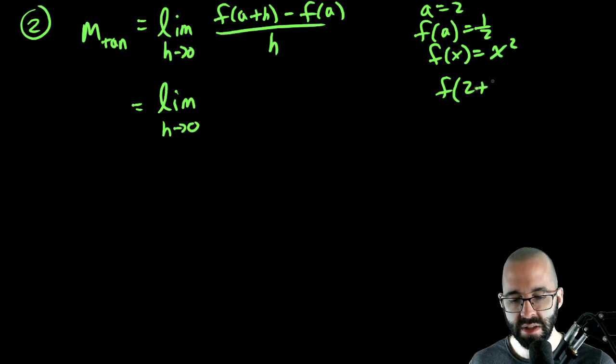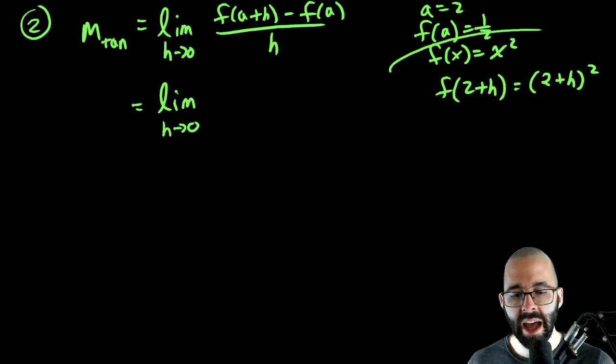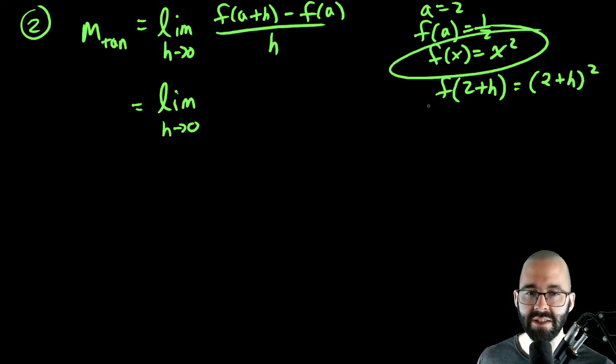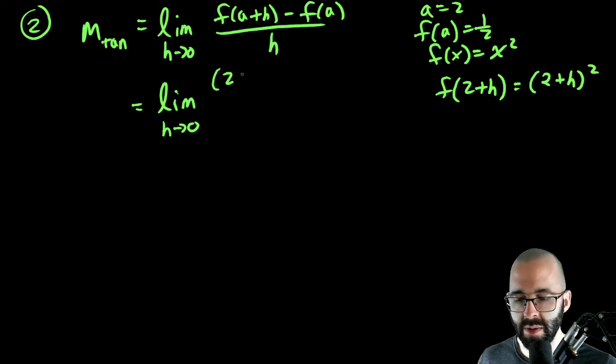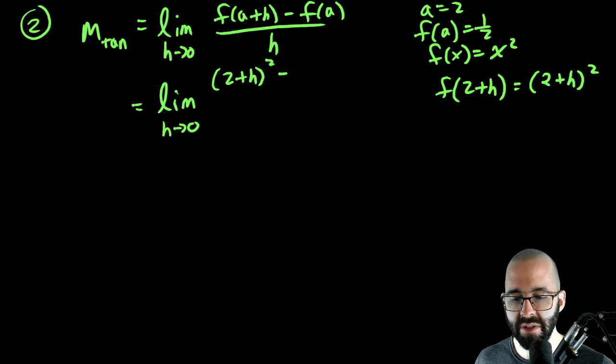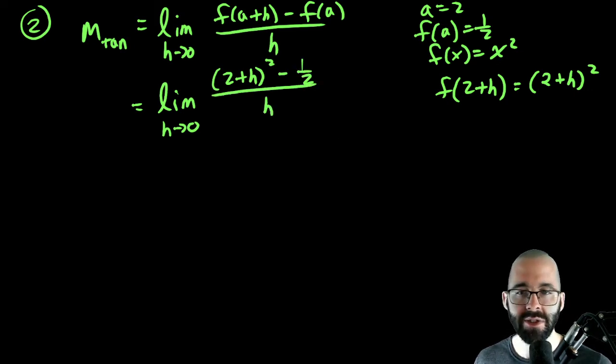right? 2 plus h. Plug that in. That gives us 2 plus h squared. Right? F is the squaring function. F of x is the rule that says anything you give me, the output is going to get squared. So I'm giving you a 2 plus h. The output is that thing, 2 plus h squared. It's going to be 2 plus h squared minus f of a. We said f of a was 1/2. All divided by h. We can't use direct substitution.